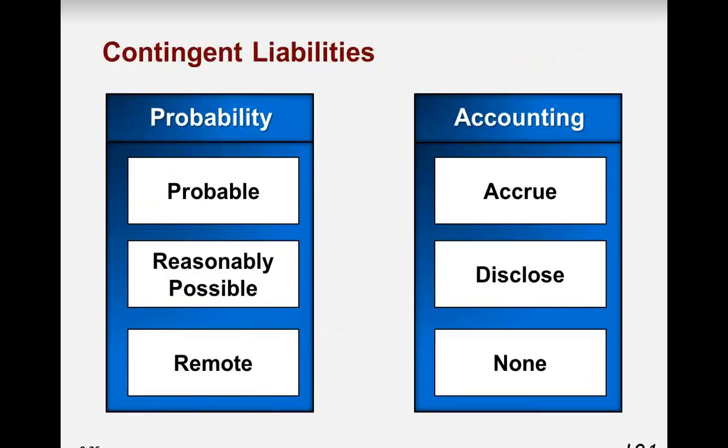So contingent liabilities depend on how likely it is that they will happen. If something is probable and we can estimate what its value might be, we accrue it. If it's reasonably possible, we disclose it in the notes to the financial statements. And if it is something that is remotely possible, we don't do anything. So there's two things with the probable. We either accrue it if we know or can estimate.